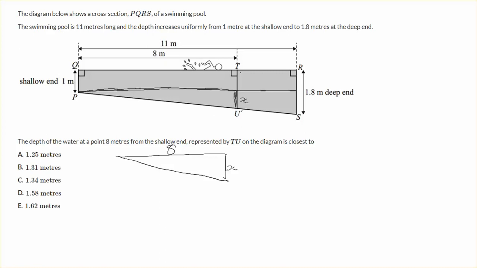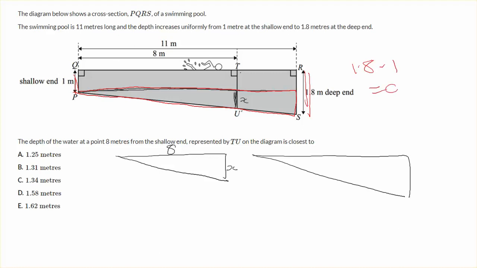And then I've got the larger triangle, which is this one here. To get this distance here, this is 1.8 and this is 1. So I'm just going to do 1.8 minus 1, 0.8. And I know the distance along the top is 11 meters. So again, I'm just working with K, linear scale factor. So I'm going to set up two equivalent fractions: 8 over 11 will equal x over 0.8.